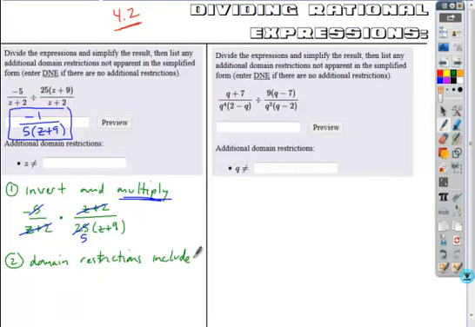When you look at domain restrictions for a division problem, you have to still account for the same restrictions you have from multiplying the factors. So any canceled factors from the denominator, you have to restrict those values from the domain if they're not apparent in the simplified form. But in addition to this, you also have to take into consideration any factors from the inverted fraction that did not get canceled but still remain in the numerator.